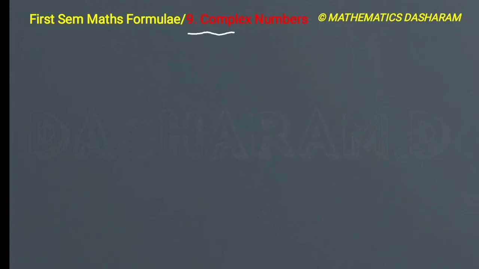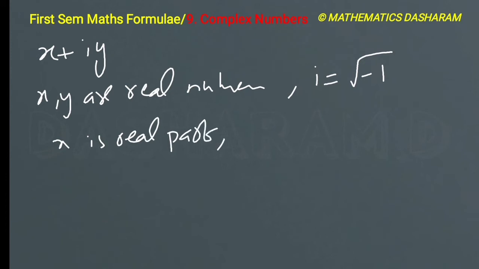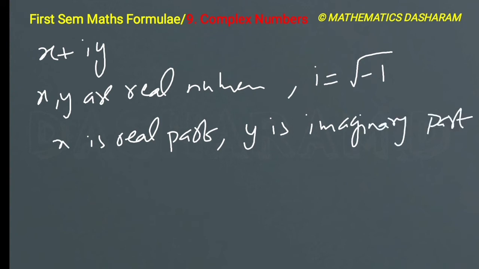Next chapter is complex numbers. An expression in the form of x plus iy, where x, y are real numbers and i equals under root minus 1, is called a complex number. Here x is called the real part and y is called the imaginary part. And the set of complex numbers is denoted with capital C.